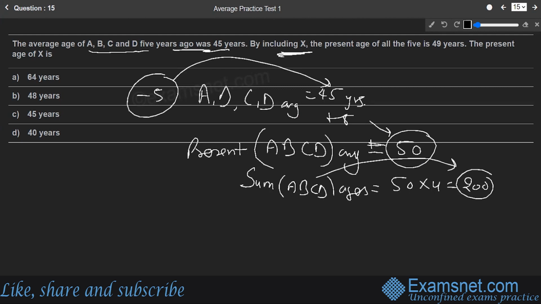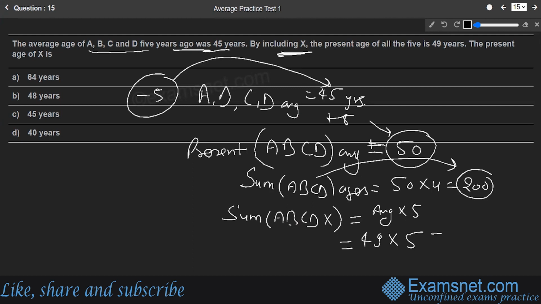So if we include X also, how many should be the total number of people? We now want to calculate the sum of A, B, C, D, and X also. Okay. This can be calculated by the average multiplied by 5, because now they are 5 in number. So how much is the average given to us? 49 into the number of people now, 5. Okay. 49 into 5 gives us 245. So we can say that the sum of A, B, C, D, X is 245 and the sum of just A, B, C, D is 200. So what is the age of X?